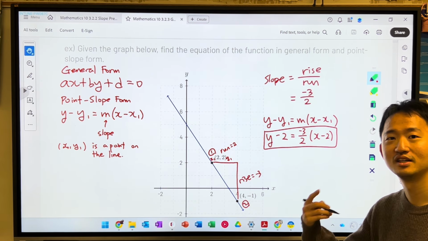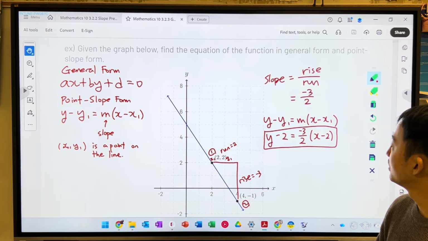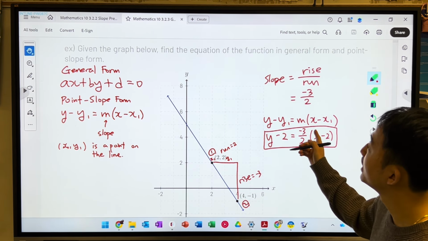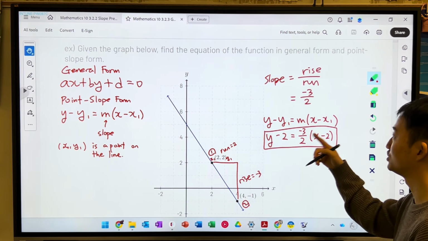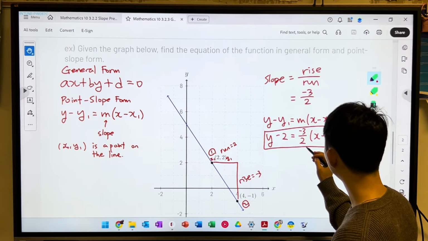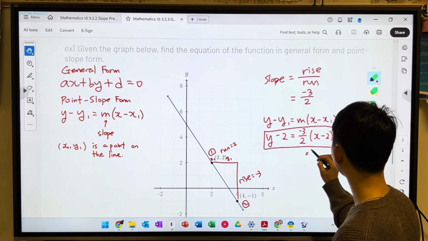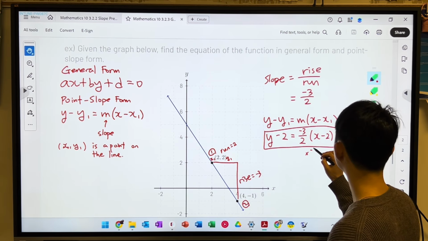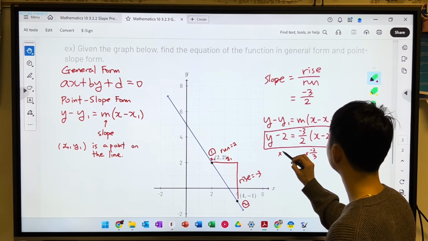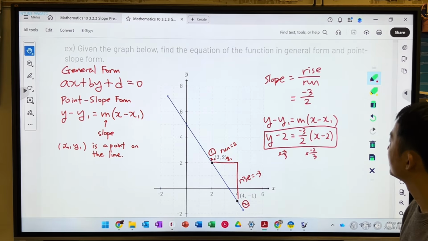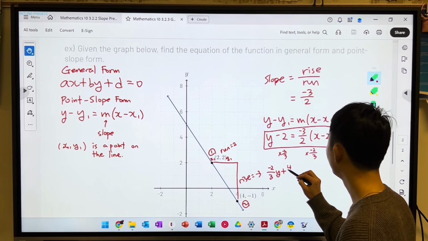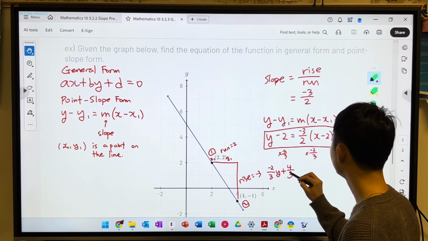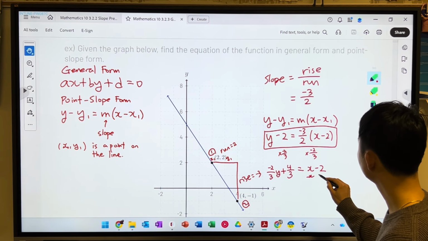Now, let's make it into a general form. Well, in order to make it a general form, I need to empty out the right-hand side. I need to move everything to the left-hand side first. So the first thing I'm going to do, I'm going to multiply both sides by -2/3. Then I'm going to have -2/3y plus 4/3 equals x minus 2. And then let's do minus x plus 2 on both sides.